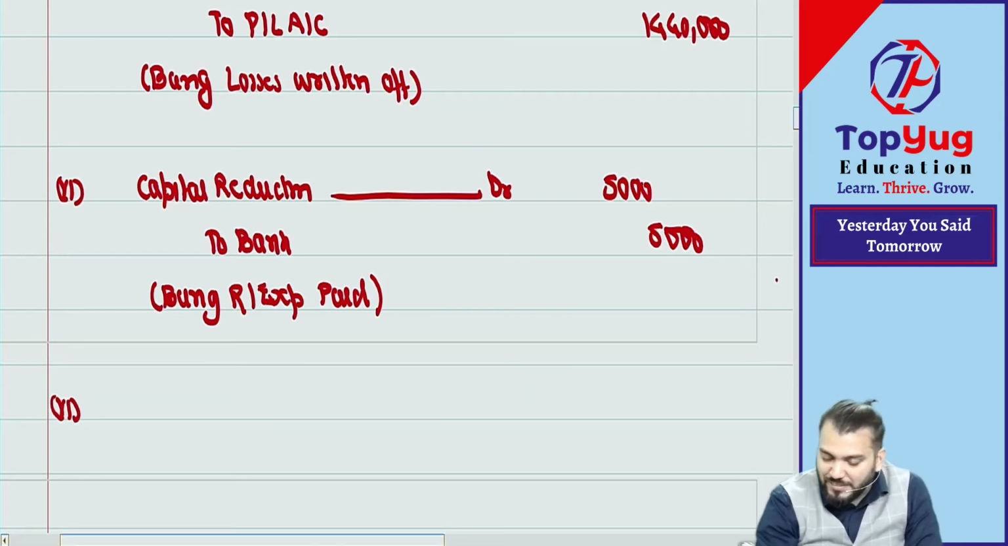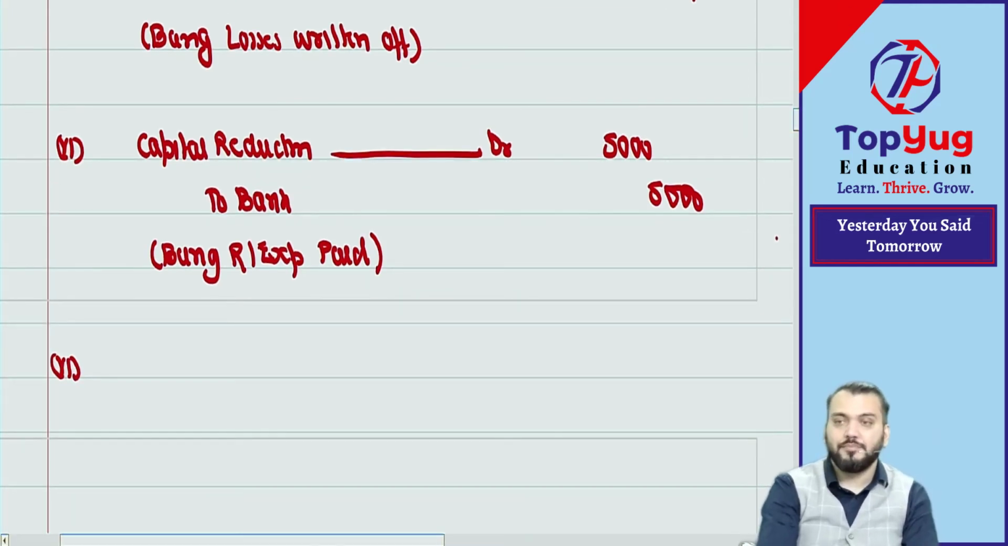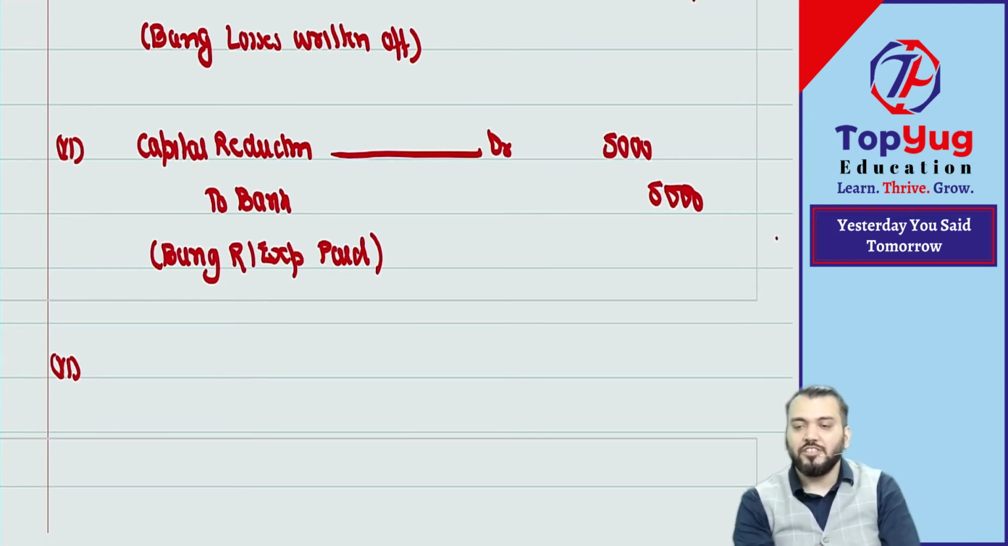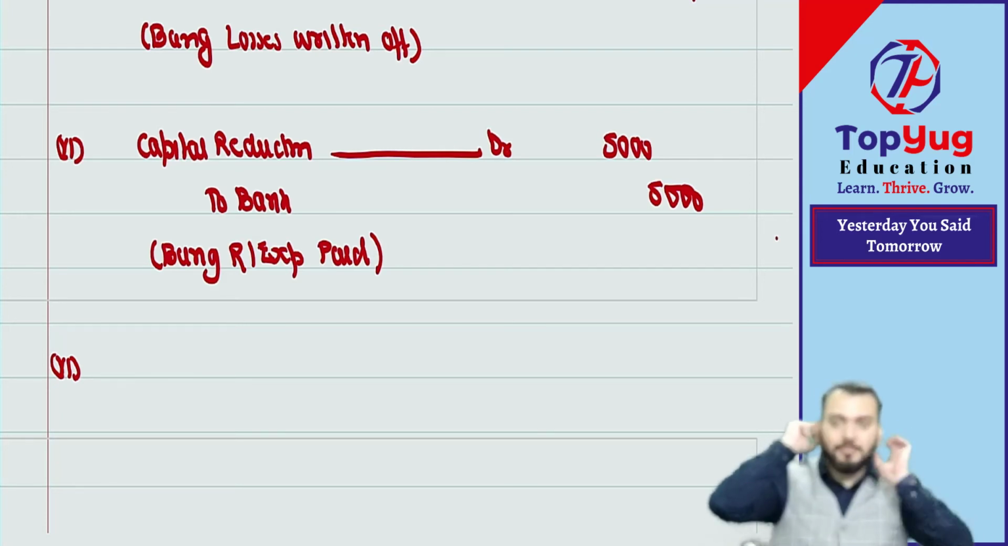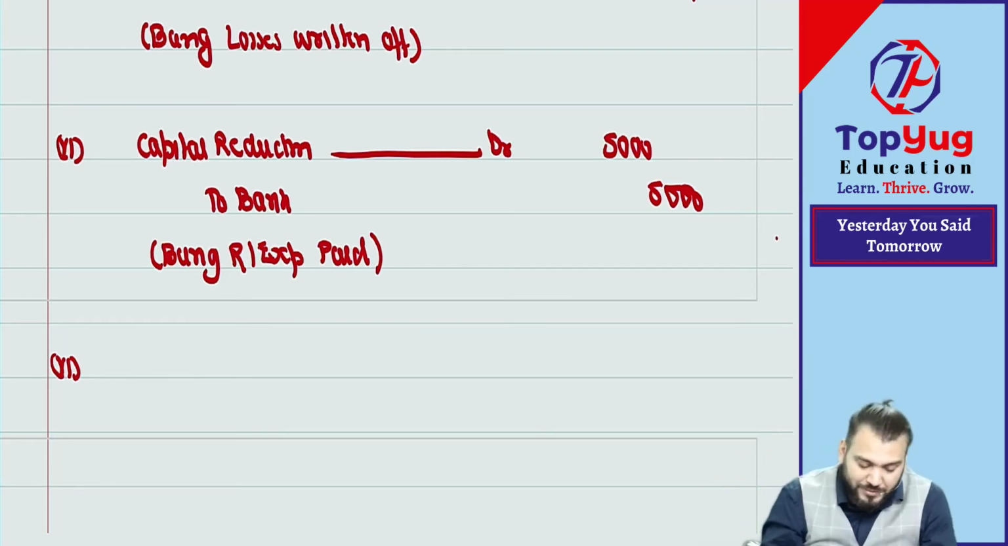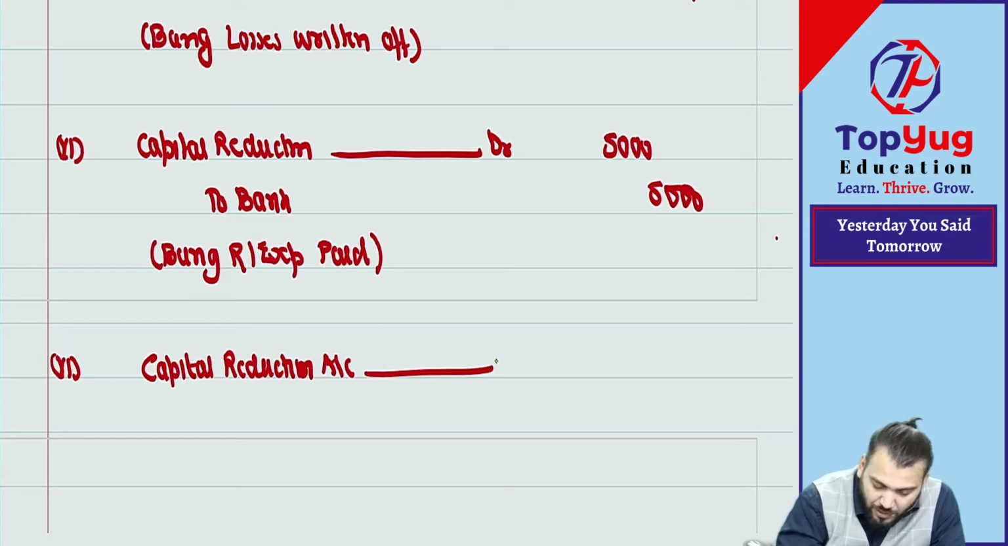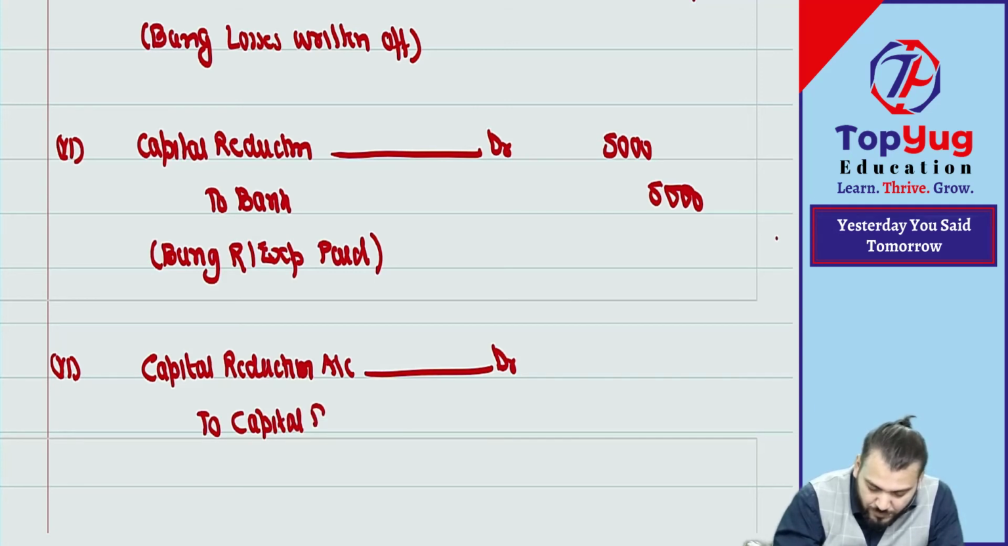No, surplus balance. I said it will be transferred to Capital Reserve. Just check it once. Last journal entry. Capital Reserve. It will be transferred to Capital Reserve. So what journal entry? Capital Reduction Account debit to Capital Reserve.